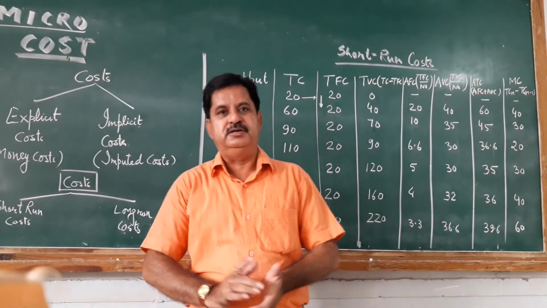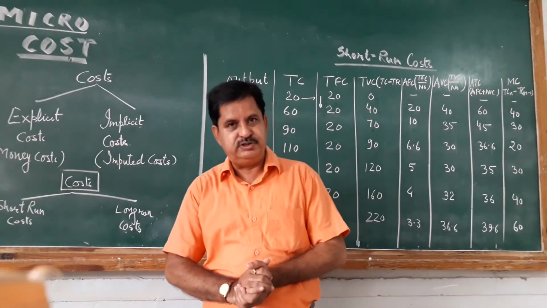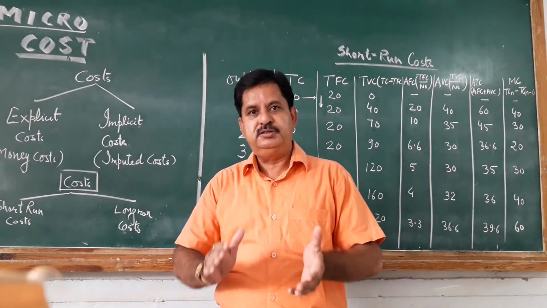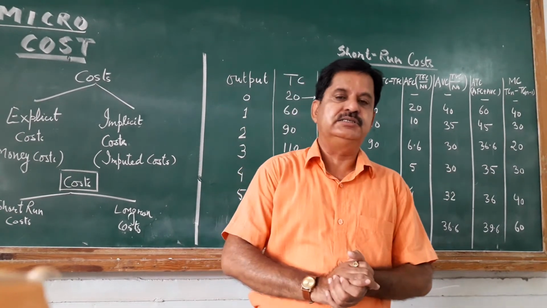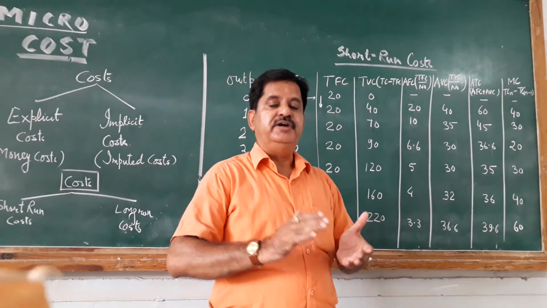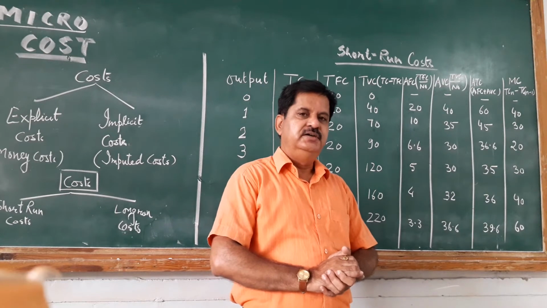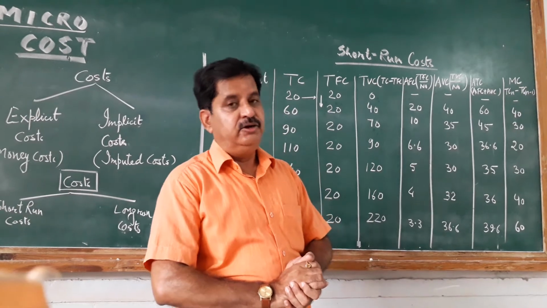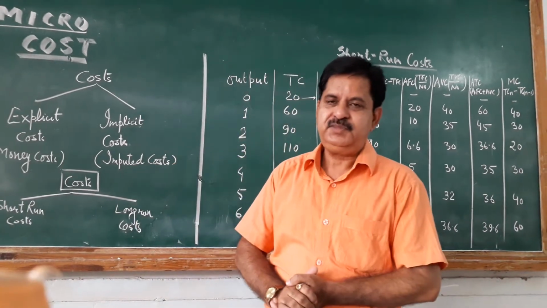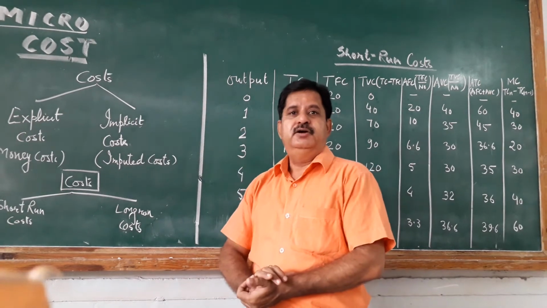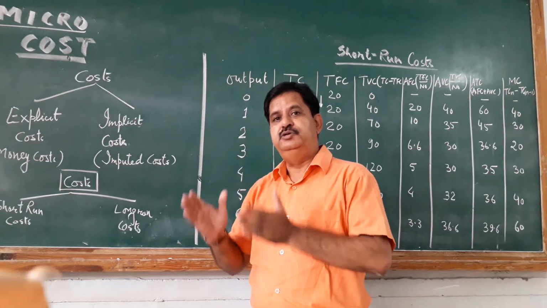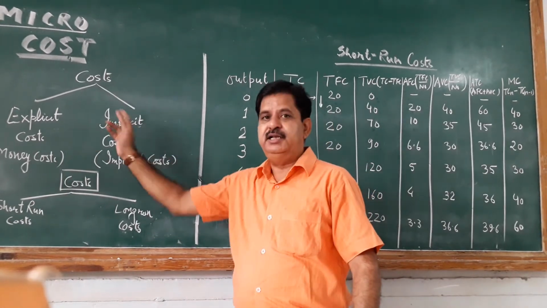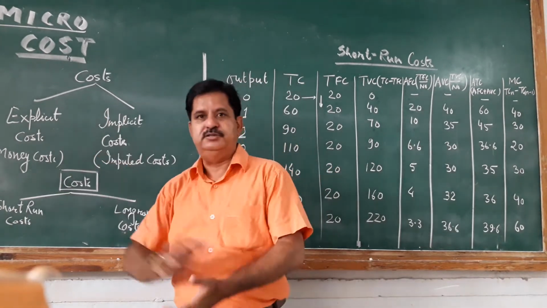In this chapter I will be telling you about the costs. What is cost first? Costs are the monetary expenses which the producer has to incur on the factors of production and non-factors of production. Factors of production are land, labor, capital and entrepreneurship. And as non-factors of production we take the raw material. So cost means all the monetary expenses which the producer has to incur on the factors of production and non-factors of production. These can be classified in different ways, like explicit costs and implicit costs.